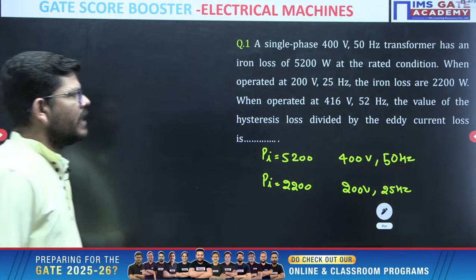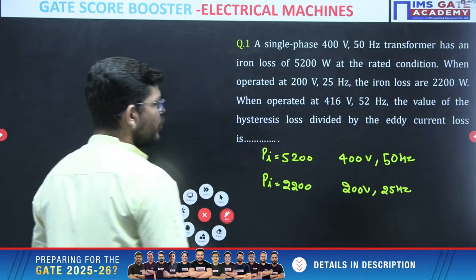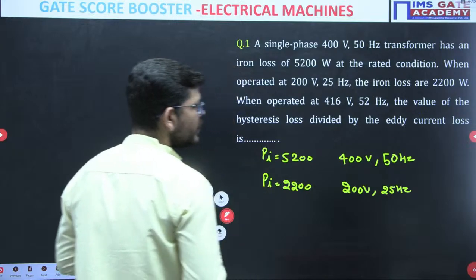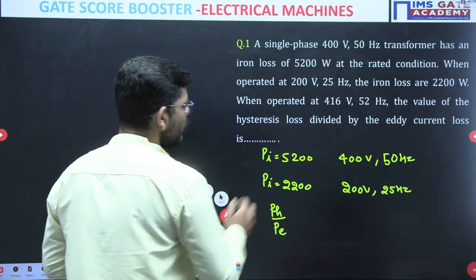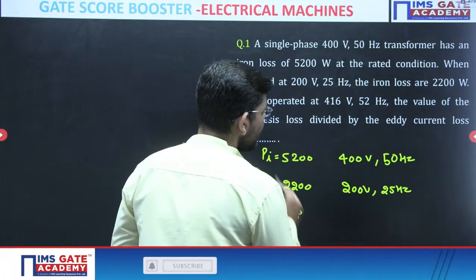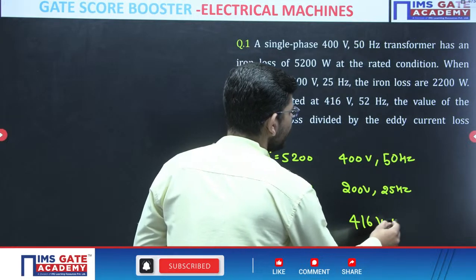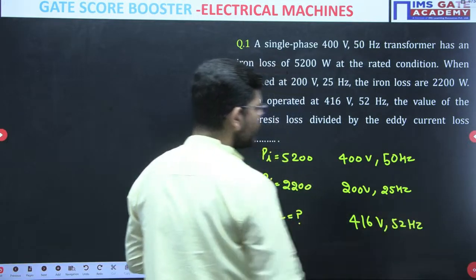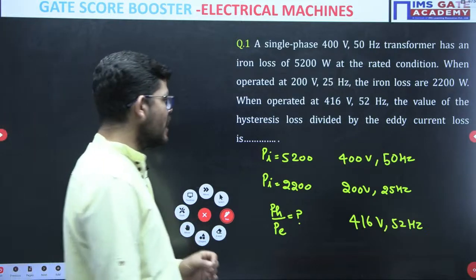When operated at 416 volt and 52 hertz, what is going to be the ratio of hysteresis losses divided by eddy current losses? So you have to calculate the ratio of hysteresis to eddy current losses when it is operated at 416 volt and 52 hertz. At this frequency, what is the ratio of these two? This is what you have to calculate, right?